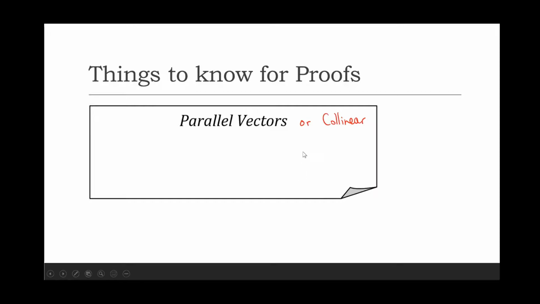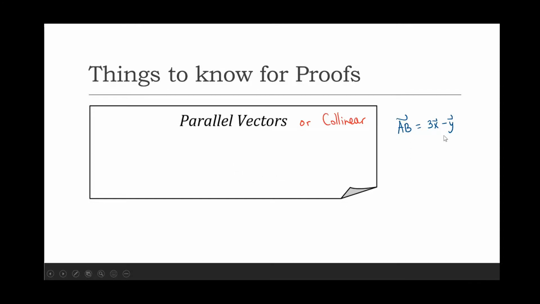Next, if you have parallel vectors, sometimes instead of using the word parallel, a question might say collinear. That means the same thing. They fall on the same line. So this is just an example before I put the final result over here.